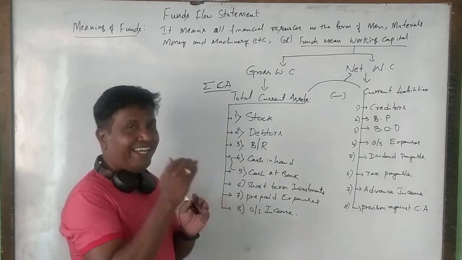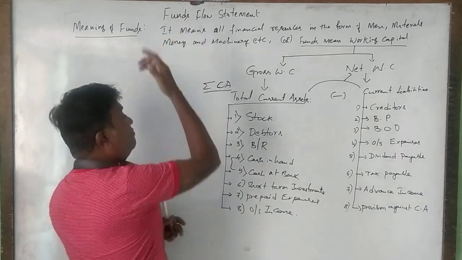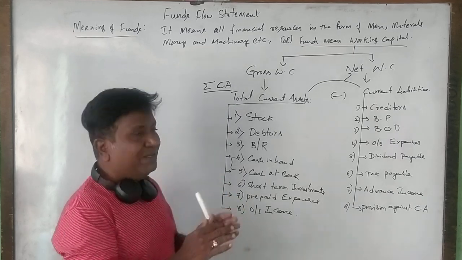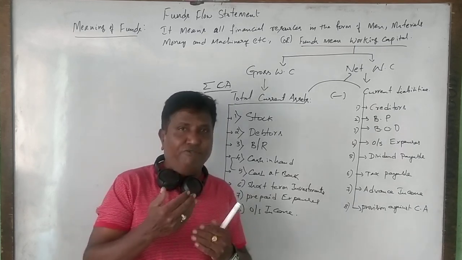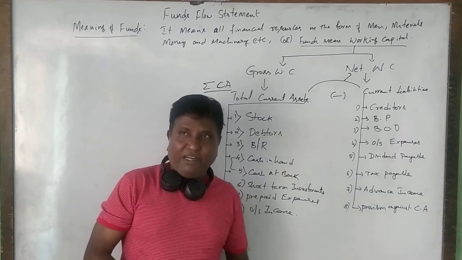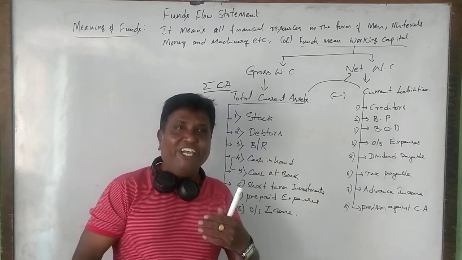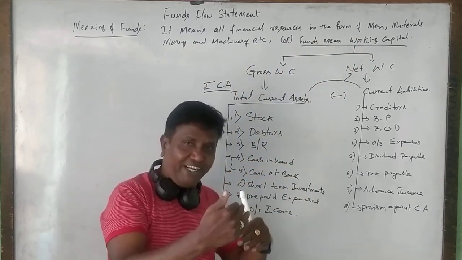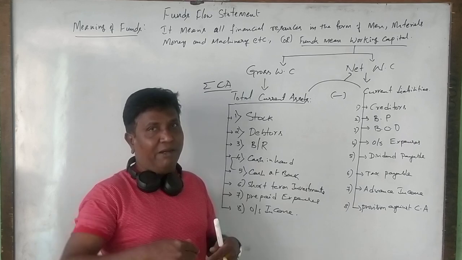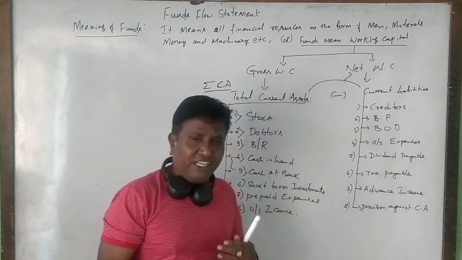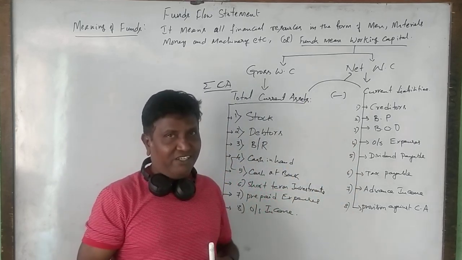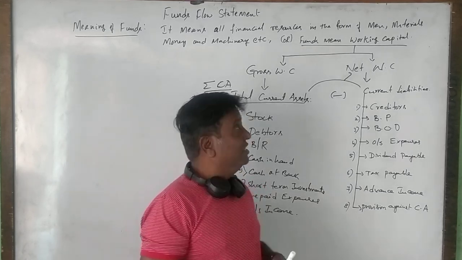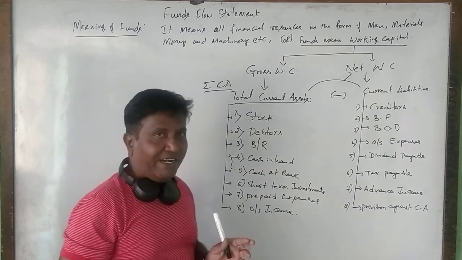Now we'll go to the second part of this. What is flow of fund? What is the meaning of flow of fund? Every business organization will have flow of fund. Without flow of fund, business cannot run. It is called a change in working capital. It may increase or decrease. You find some change in the working capital, it may be an increase or a decrease. It may be inflow of working capital or outflow of working capital. So that is what we call flow of funds.